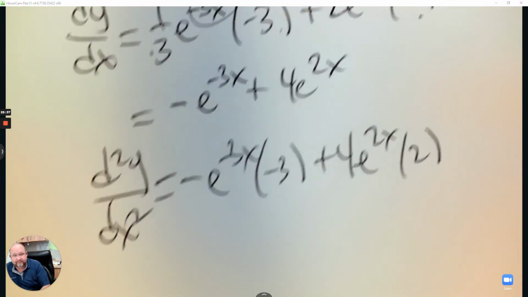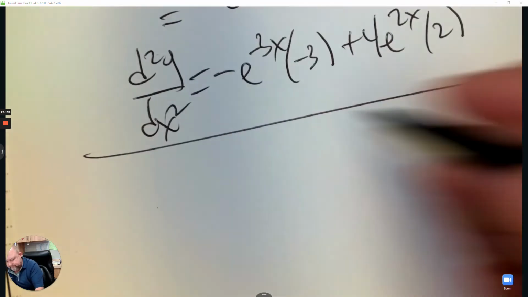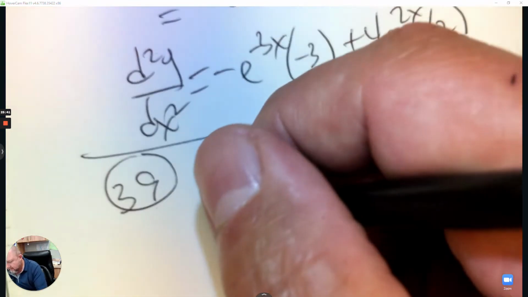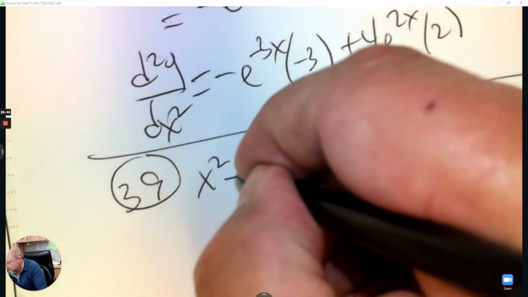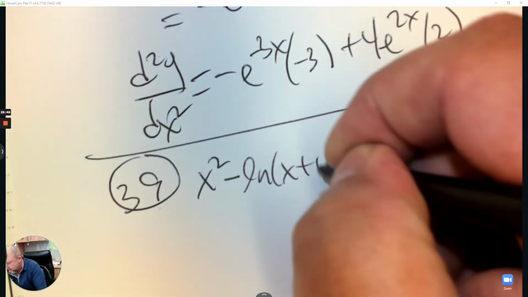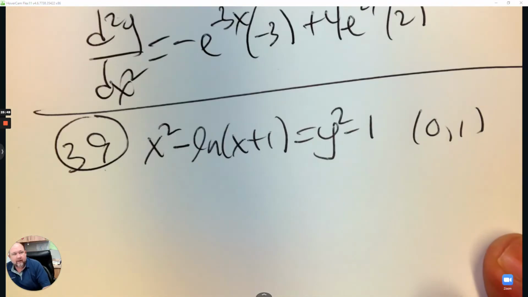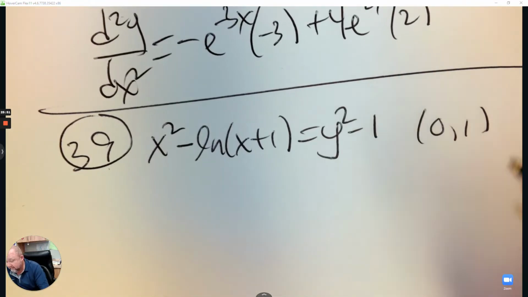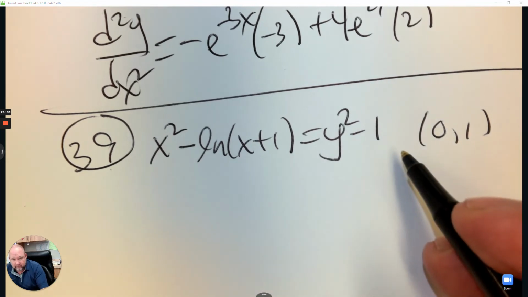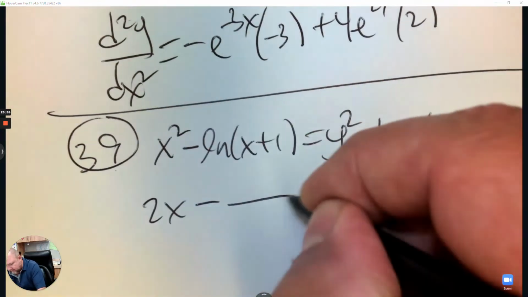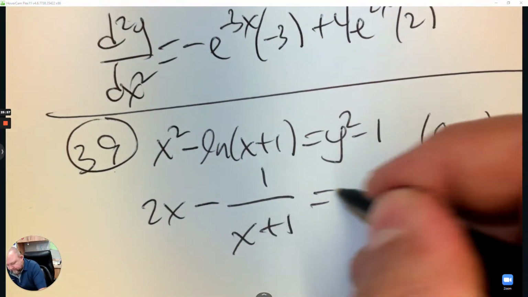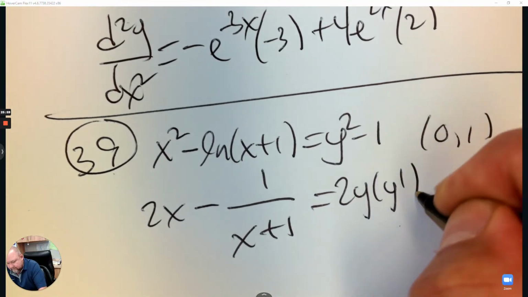Number 39. We have x squared minus ln x plus 1 equals y squared minus 1 at (0, 1). You're asked to find the tangent and normal line. So I need to take the derivative first. That's 2x plus 1 equals 2y y prime.